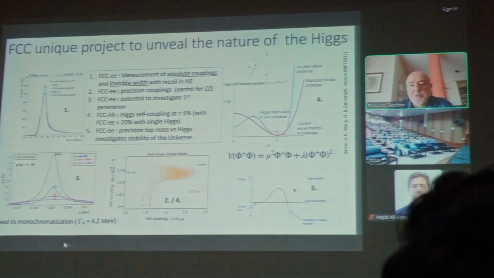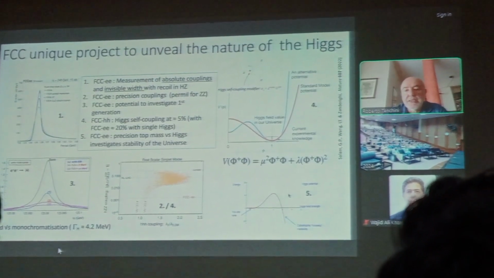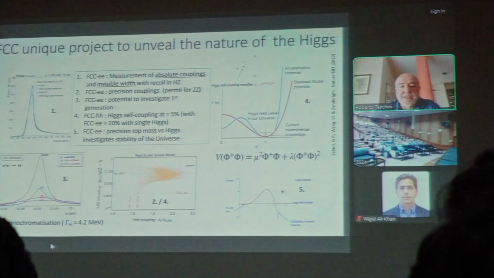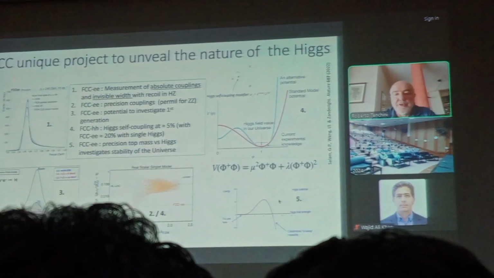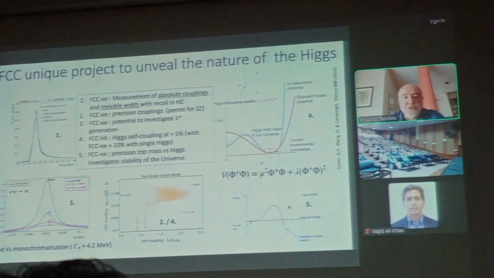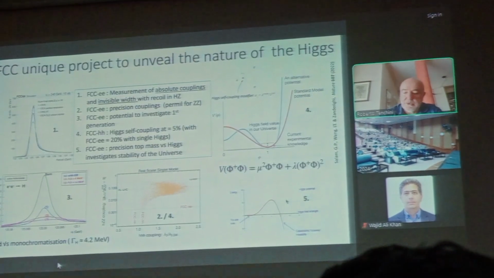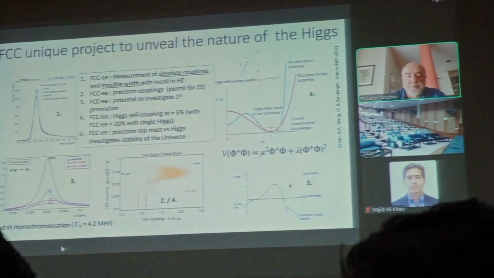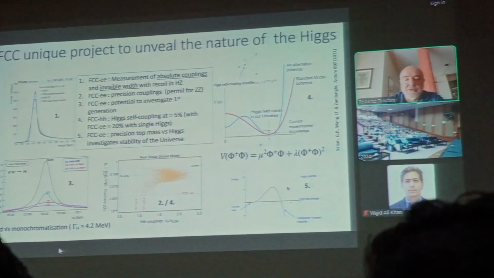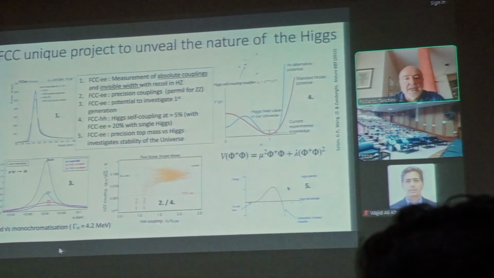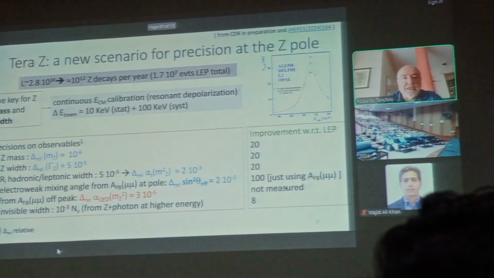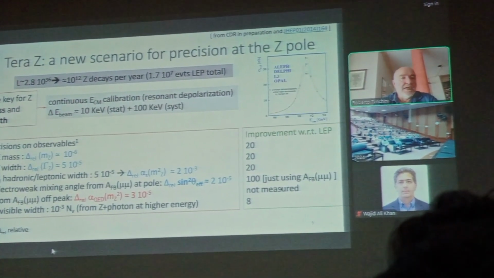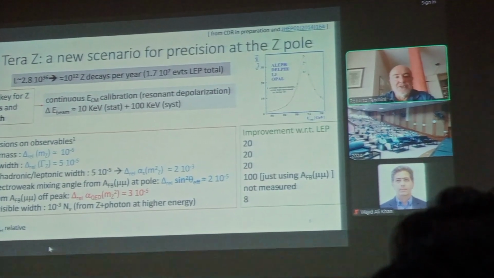Which means starting to understand the shape of the Higgs potential around the minimum, and with the precision top mass versus the Higgs, you can investigate even more the Higgs potential, and you know that this is related to the stability of the universe. This knowledge of the precise top mass versus the Higgs mass, we have certainly seen the plot. Now, coming back to our subject, which is electroweak physics.